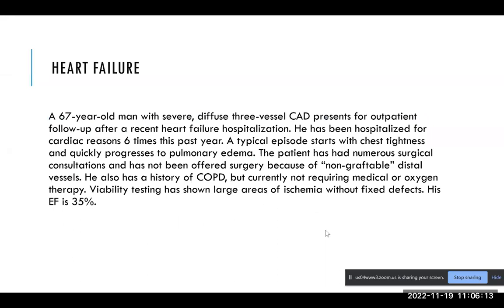A 67 year old man with severe diffuse three-vessel coronary disease presents for outpatient follow-up after a recent heart failure hospitalization. He has been hospitalized for cardiac reasons 6 times in the past year. A typical episode starts with chest tightness and quickly progresses to pulmonary edema. The patient has had numerous surgical consultations and has been denied surgery because of non-graftable distal vessels. He has a history of COPD, currently not requiring medical or oxygen therapy. Viability testing showed a large area of ischemia with a fixed defect. His ejection fraction is 35.